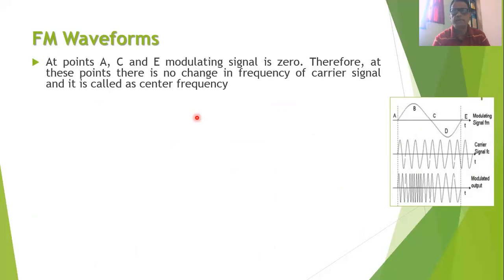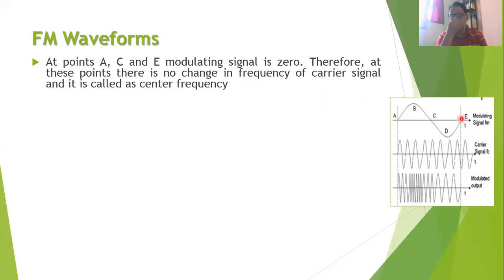As shown in this diagram, suppose this is our modulating signal, which is a sinusoidal signal. And in order to illustrate it, I have marked different positions by points. So this is A point, B point, C point, D point, and E point. So you will find that from this waveform, at the points A, C, and E.